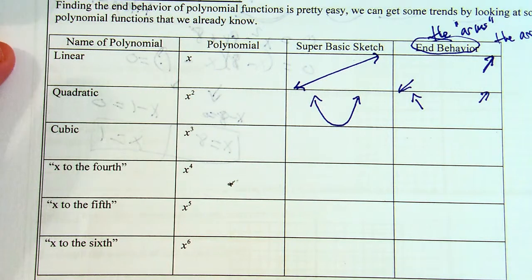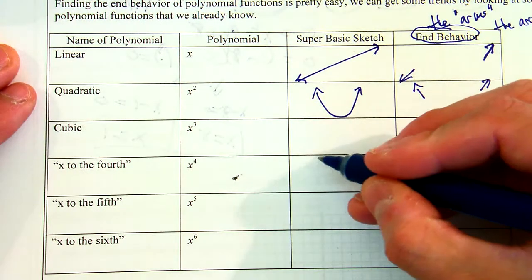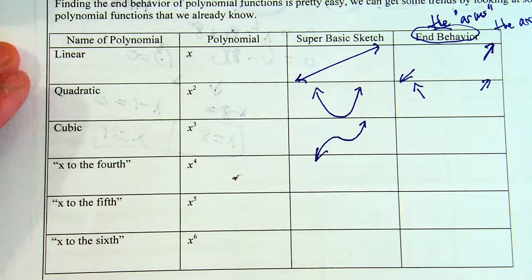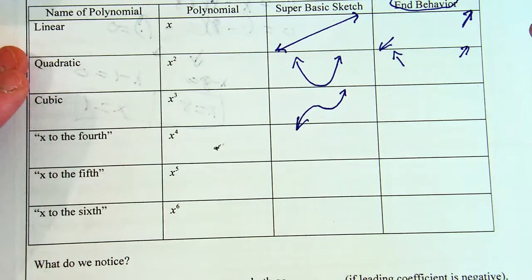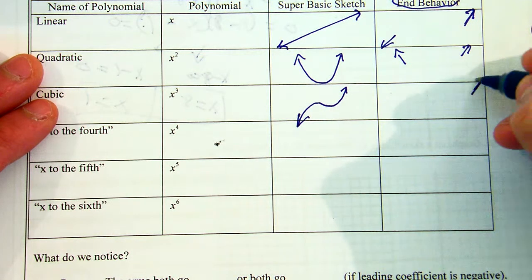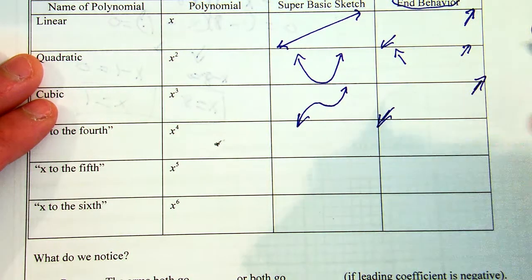Alright. Cubic. We know that picture. What does it look like? Kind of looks like this guy here, right? What do the arms look like? Yeah, we got one arm. The right arm is going up. The left arm is going down, right?